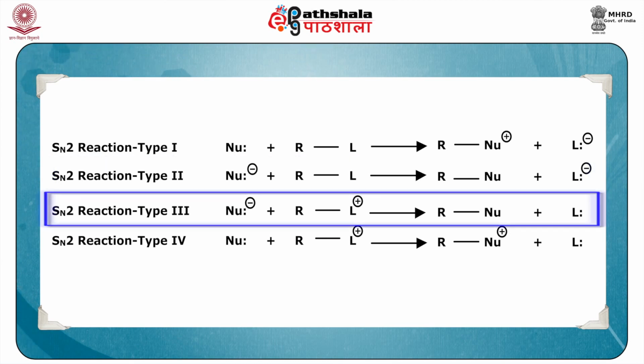The third category is the type 3 SN2 reactions, where the leaving group has a positive charge and the nucleophile has a negative charge. High solvent polarity increases the solvation of the substrate and nucleophile for such cases.